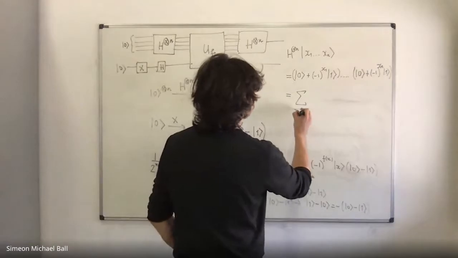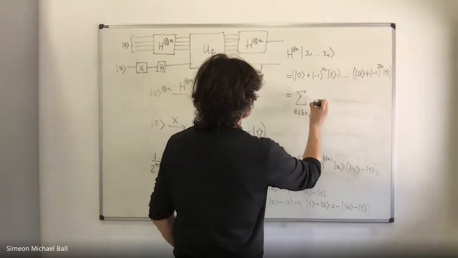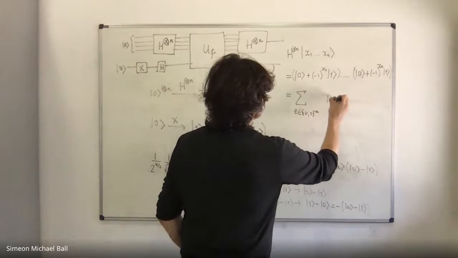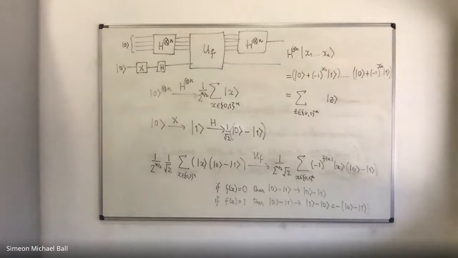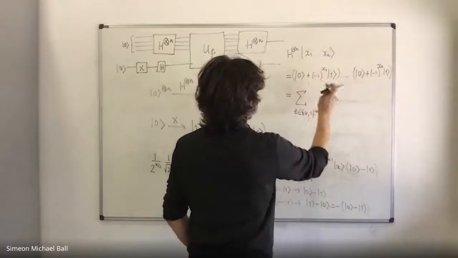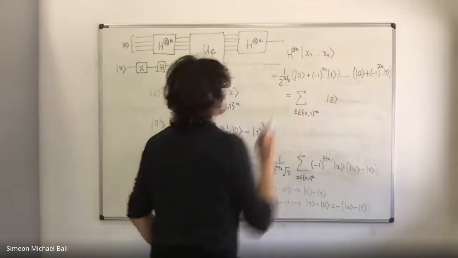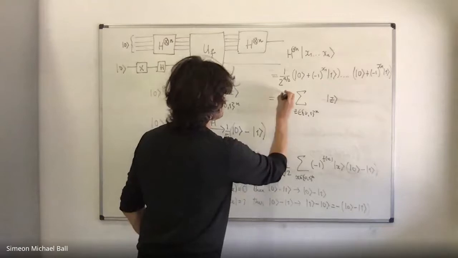So this will be the sum over z in 0, 1 to the n. How many z's do we get? Oh, of course. When I apply the Hadamard, I get a root 2 every time. So I've got, again, another 2 to the n divided by 2 here. So there's a 1 over 2 to the n divided by 2.